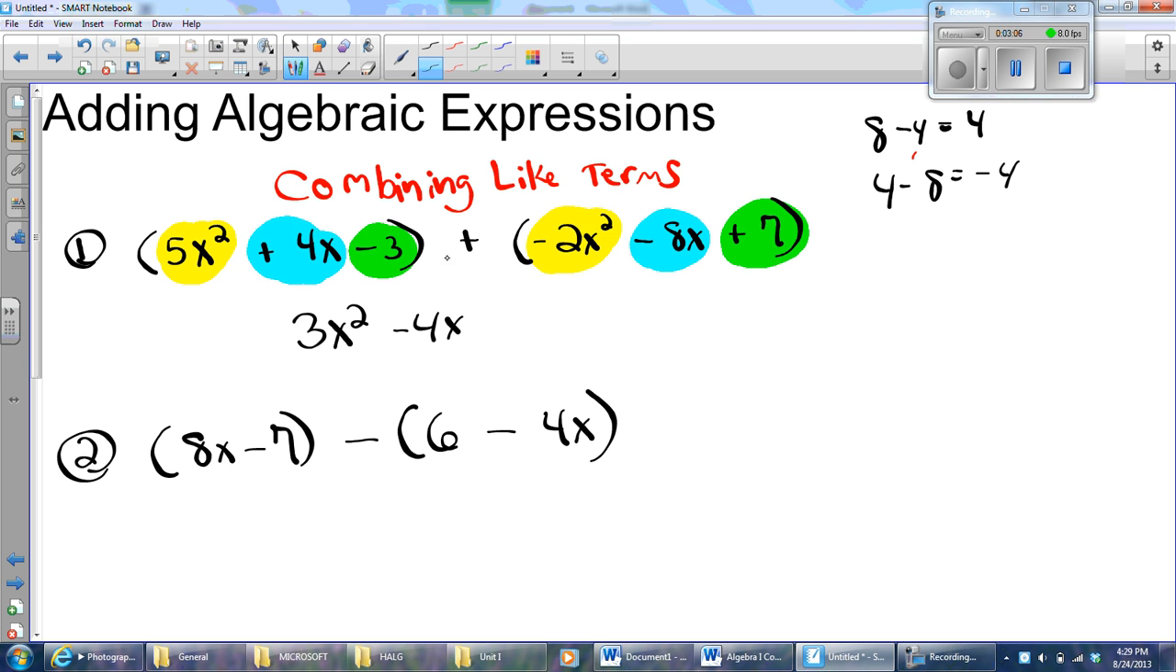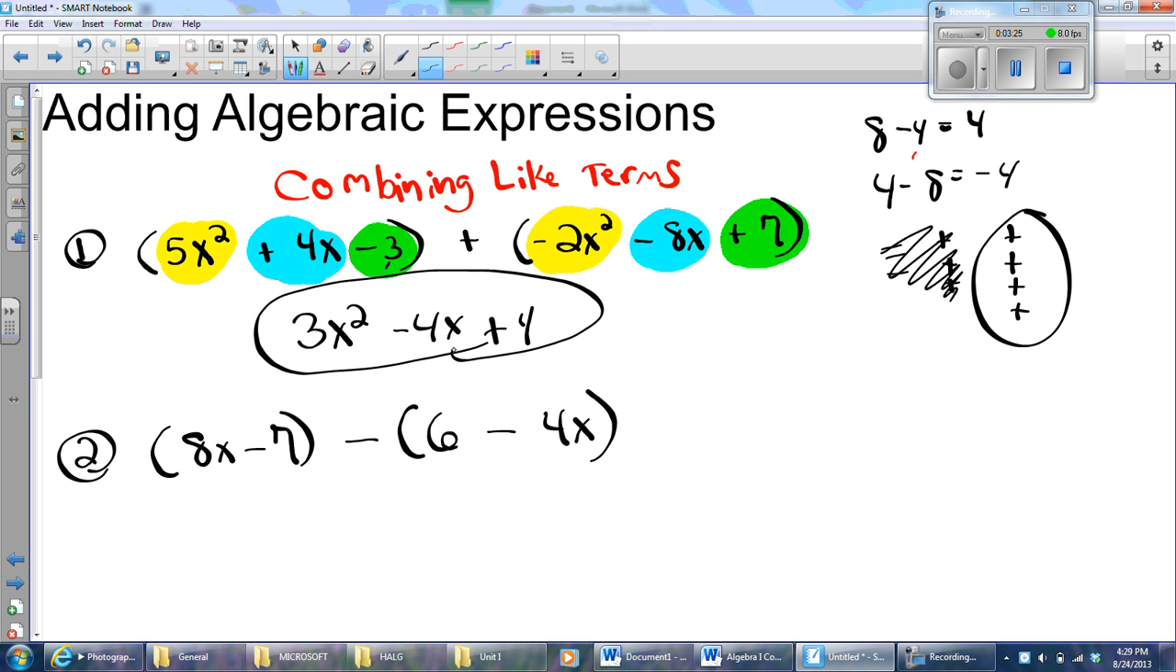All right. Now I've got a negative 3, which means I have 3 negatives, and a positive 7, which means I have 7 positives. If you can see the positives and negatives, these will cancel out, leaving me with 4 positives. Boom. That's how hard this is.